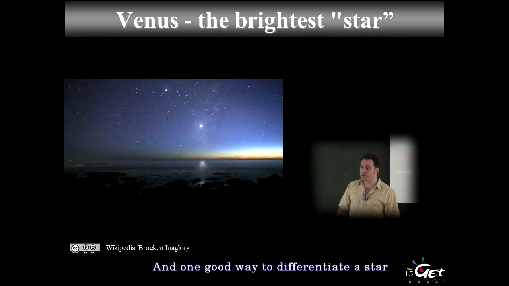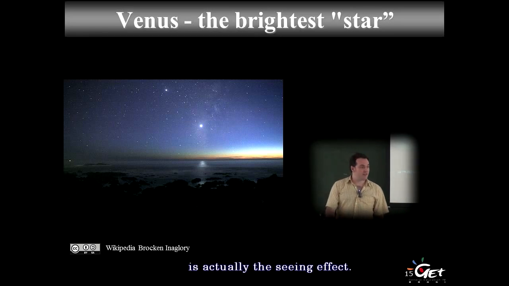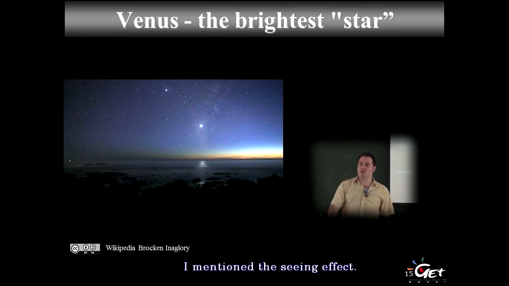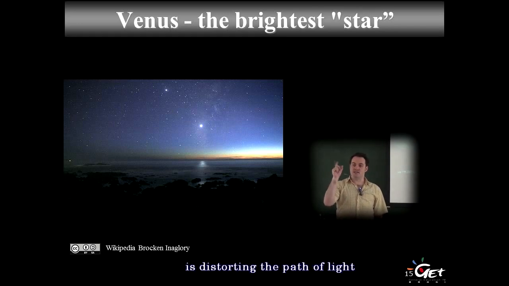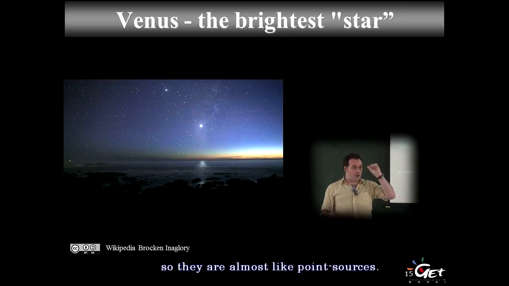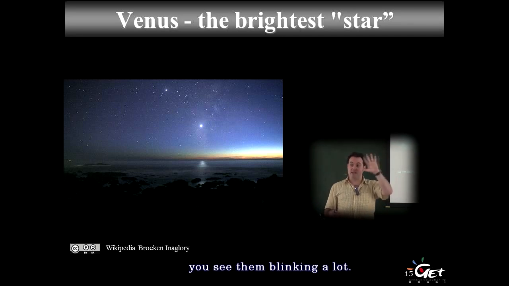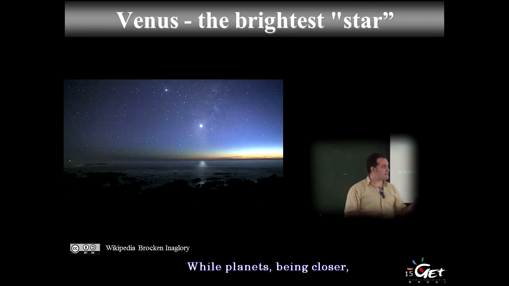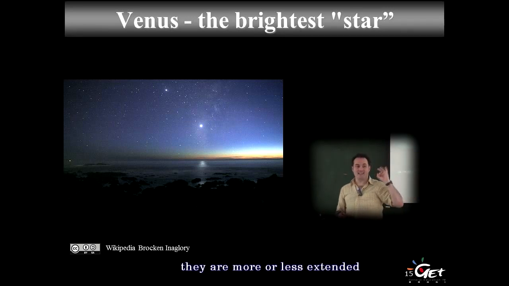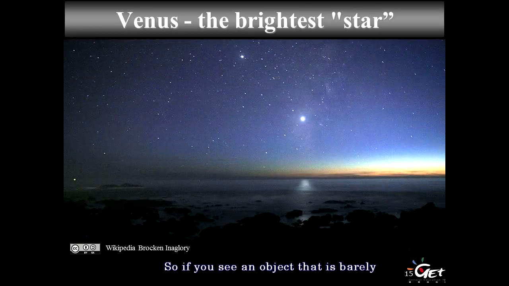And one good way to differentiate a star from a planet in our sky is actually the seeing effect. I mentioned a couple of weeks ago the seeing effect, the fact that the atmosphere is distorting the path of light coming from an object. But stars are very far away, so they are almost like point sources. So the seeing effect is very bad for them. You see them blinking a lot. While planets, being closer, are more or less extended, so throughout the atmosphere they're blinking less. So if you see an object that is barely changing with time, it's probably a planet.